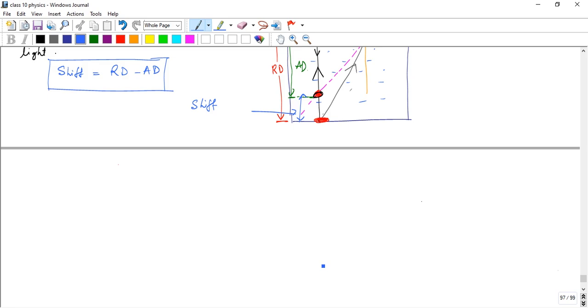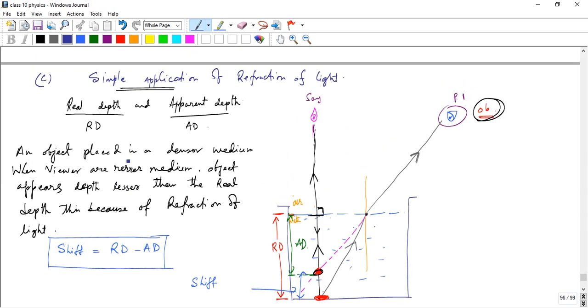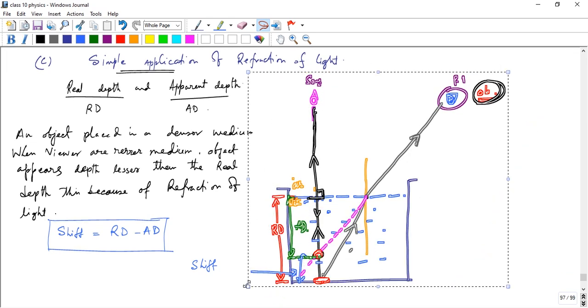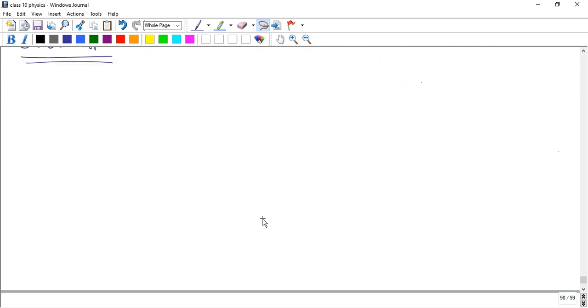Next here, calculate shift. Now copy the diagram first. Okay, copy the diagram. Let's see.